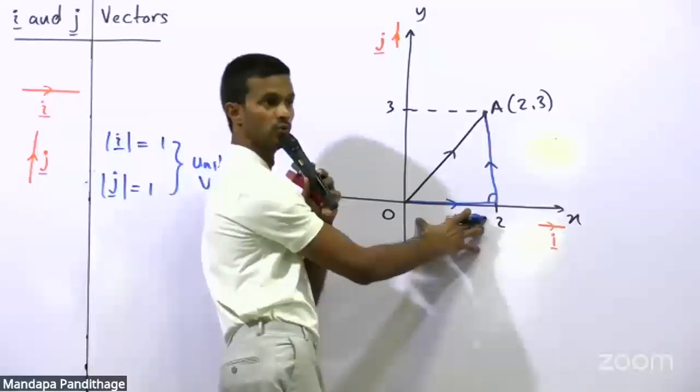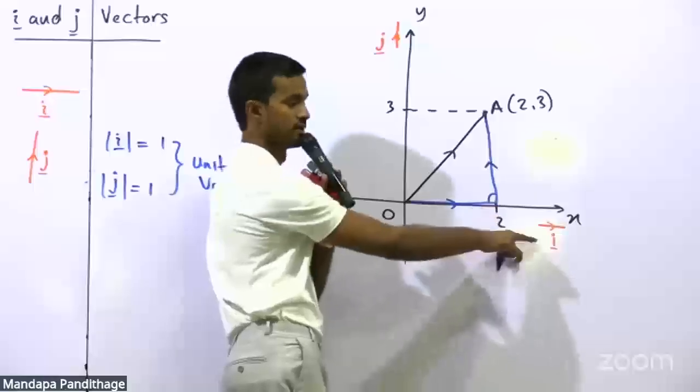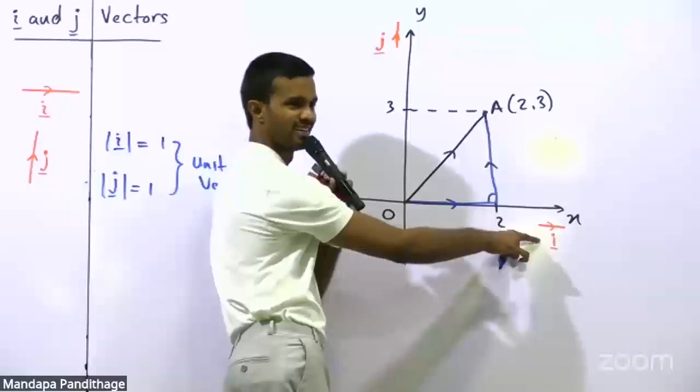Okay, what is the magnitude of this vector? It's 2. What is the unit vector in that direction?